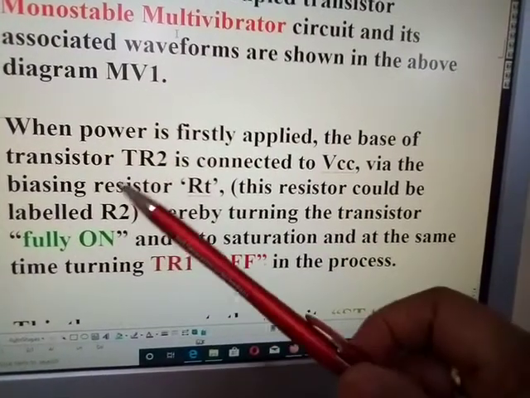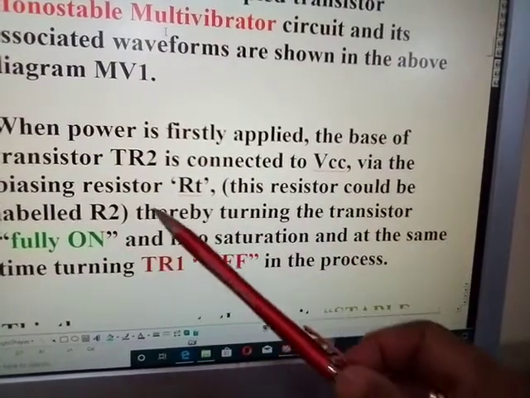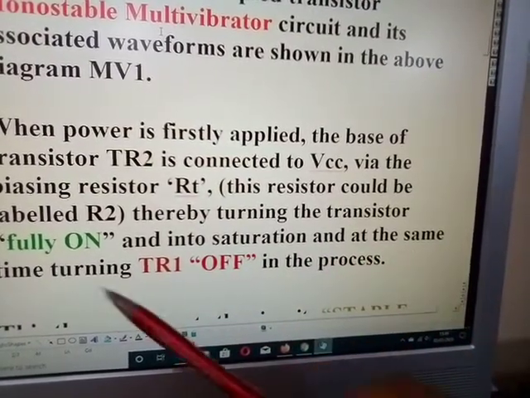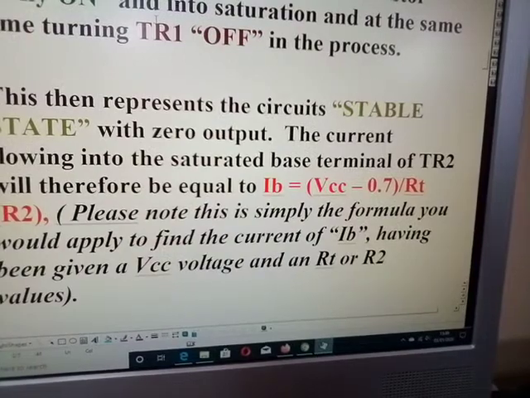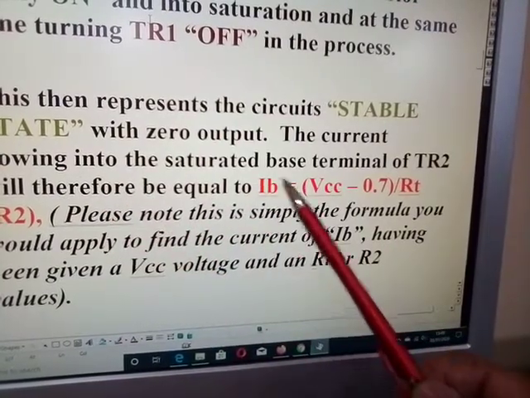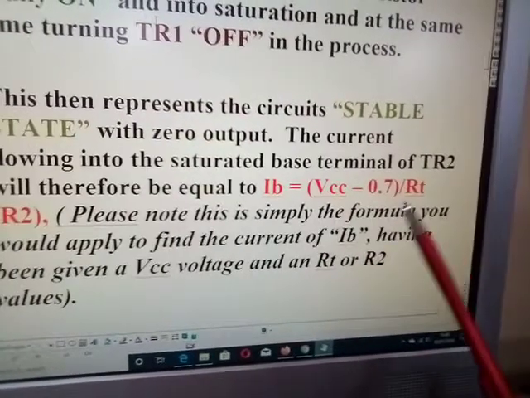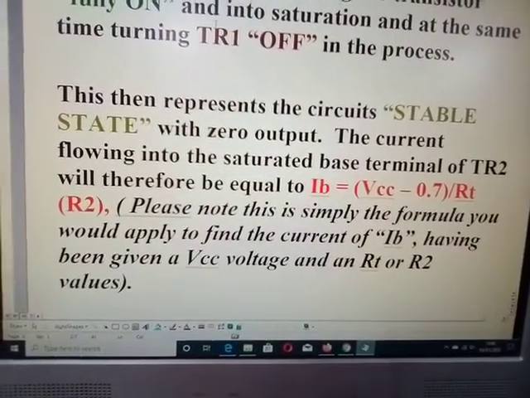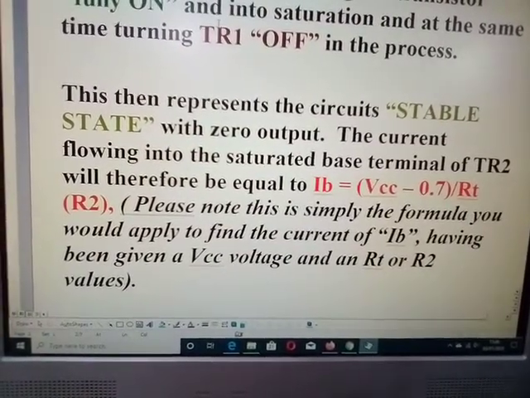So again, when power is firstly applied, the base of transistor TR2 is connected to VCC via the biasing resistor RT, thereby turning the transistor fully on and into saturation, and at the same time turning TR1 off in the process. This then represents the circuit's stable state with zero output. The current flowing into the saturated base terminal of TR2 will therefore be equal to IB equals VCC minus 0.7 over RT. Now 0.7 is the voltage which the transistor will operate at.